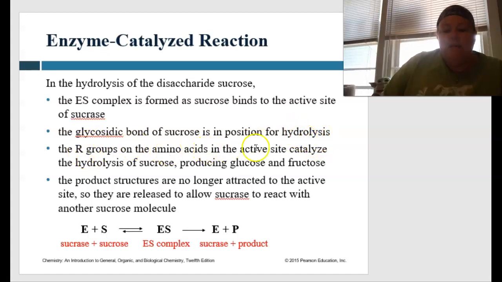Then the R groups of the amino acids in the active site catalyze the hydrolysis of sucrose, producing glucose and fructose, the two constituents of the sucrose. And then the product structures are no longer attracted to the active site, so they are released to allow sucrase to interact with another sucrose molecule. That was a mouthful, but basically you have your starting enzyme sucrase plus the substrate sucrose. Combine them together, it makes the enzyme substrate complex. Then it gets turned into the products, with the enzyme sucrase being recycled, and the products being released.